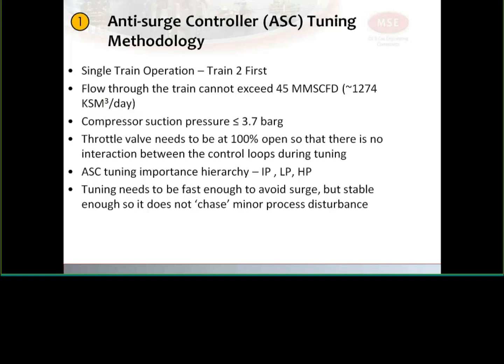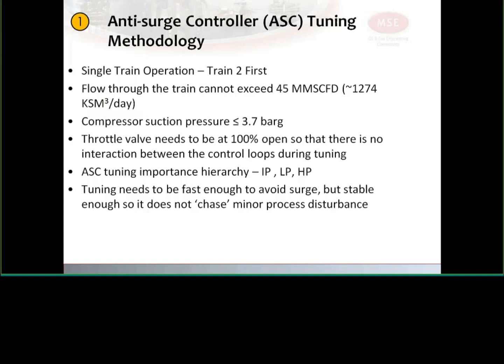We also found out that each train must be limited to a maximum of 45 million steps. The number here is not important. The whole idea is so that we do not have interaction of the motor overcurrent. So we limit the production slightly during the tuning operation. This will amount to a compressor suction pressure of around 3.7, and it has to be less than that. That makes sure that the suction pressure limit is not reached.